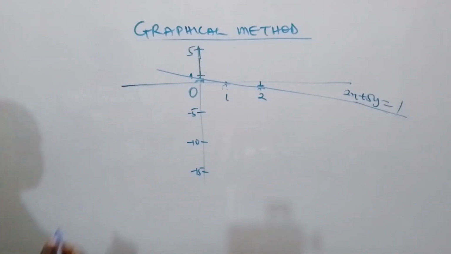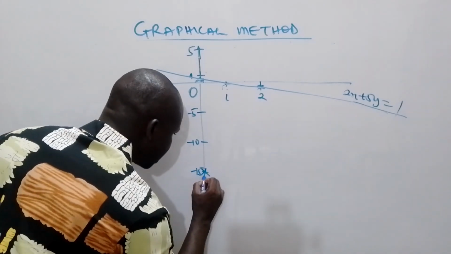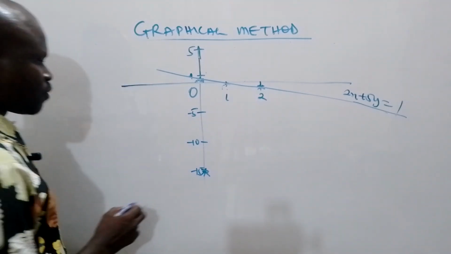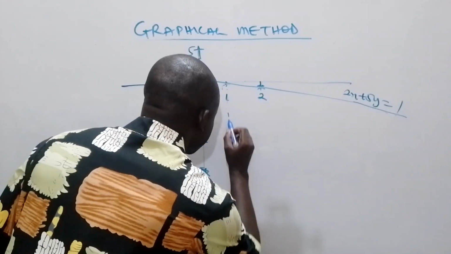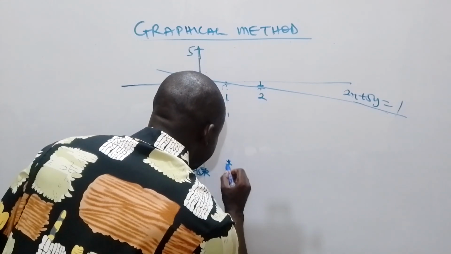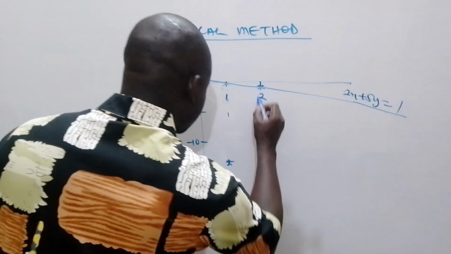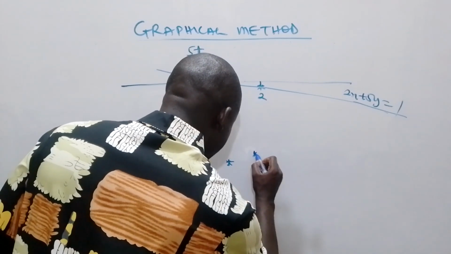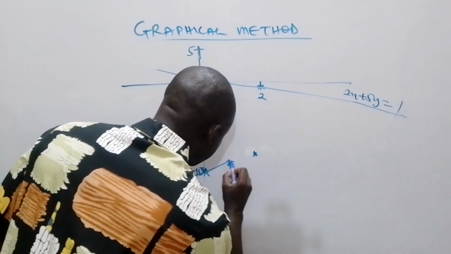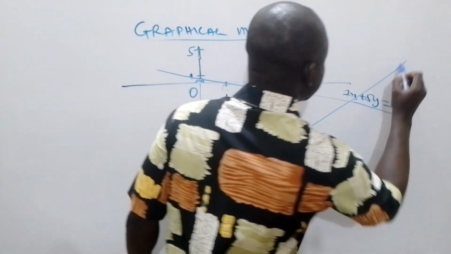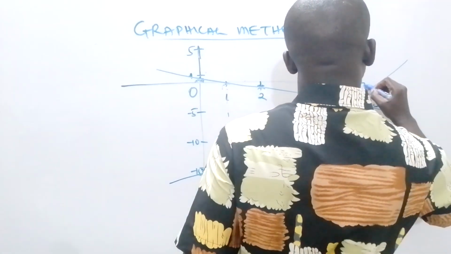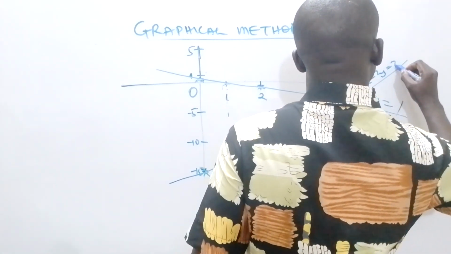When x is equal to 0, y is equal to minus 15. We are going to do that here. When x is equal to 1, y is equal to minus 13.5. You have something of this nature. When x is equal to 2, y is equal to minus 12. You trace it to minus 12. Then you also join it. You join all the lines together. At the end of the day, this will be the graph of 3x minus 2y is equal to 30.